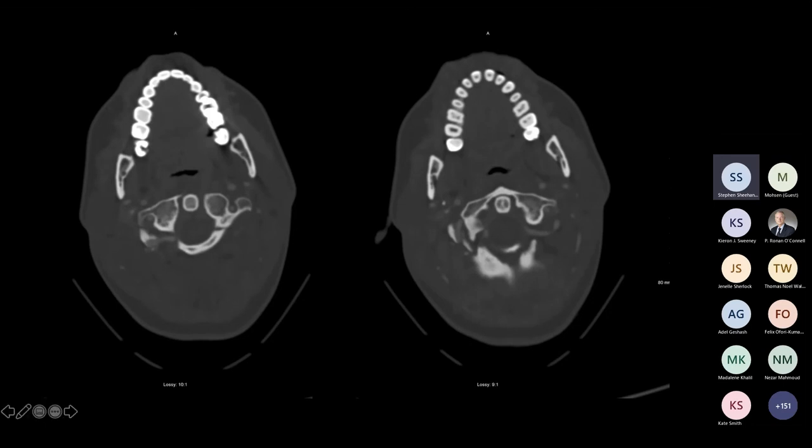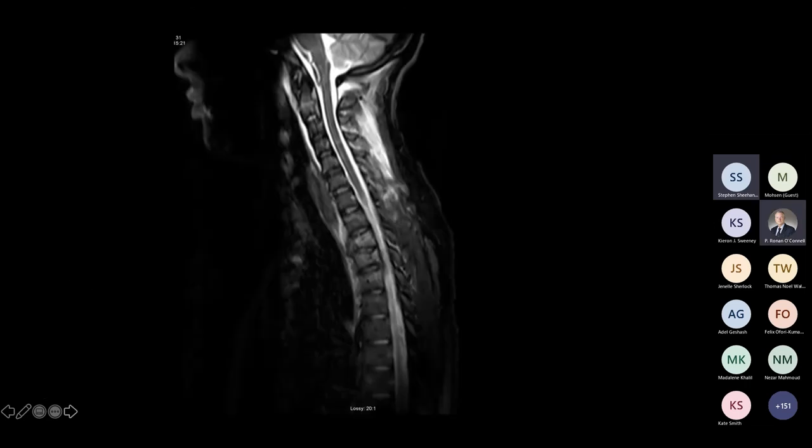Overall, there isn't any major change in the caliber of the vertebral arteries bilaterally. This is the left vertebral artery here and the right vertebral artery in close proximity to the lateral mass fracture at C2.